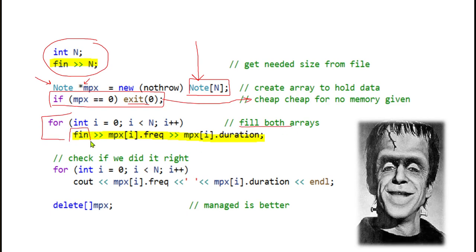Same concept. We go into the file, except now, the first piece of information, when we say go to MPX, our array, this is an array right here. There's two parts. So I go to MPXI, get the frequency part, so put one number in here. MPXI, get the next number in the duration part. Remember, MPX is full of notes. So when you say MPXI, you're actually saying, I have a note here. And a note has two parts to it.